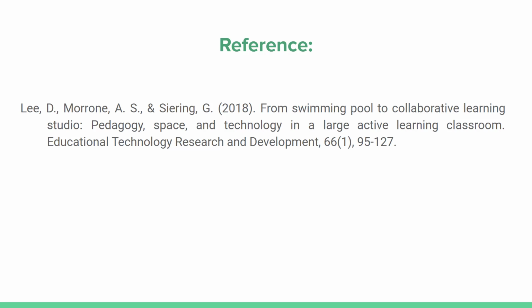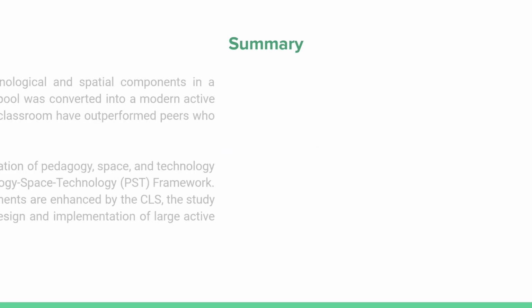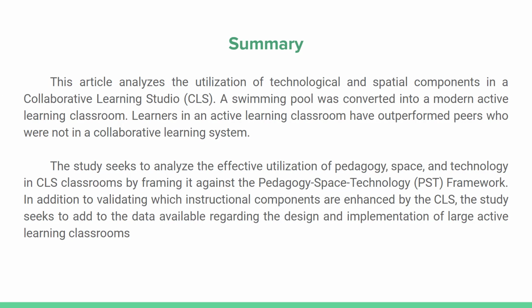So we're going to get started with the summary. This design article analyzes the utilization of technology and space in a collaborative learning studio. We had a swimming pool that was ultimately converted into an active learning classroom, and research has shown that learners have outperformed peers that are not in collaborative learning systems, and so this study is looking at ways to analyze the effective utilization of pedagogy, space, and technology.